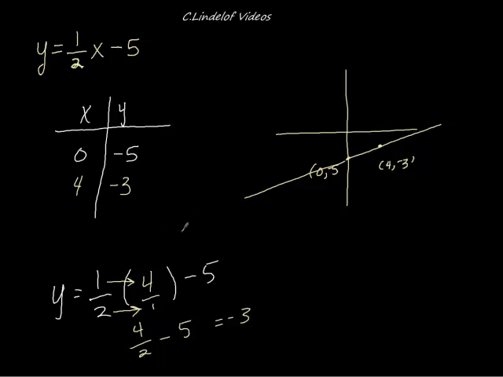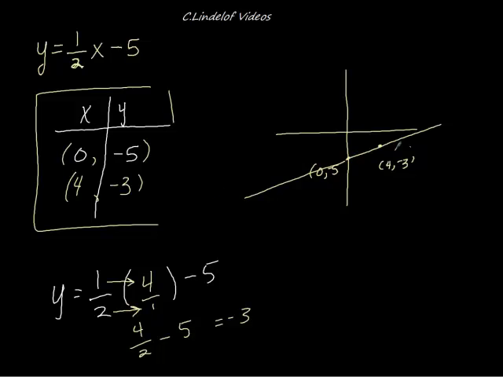Okay, so I hope this is helpful. It's not super difficult to graph a line. You just have to have some small plan. My plan is always to make an input-output table to find points, because this is a point: 0, negative 5, and 4, negative 3. And then plot the 2 points and graph them.